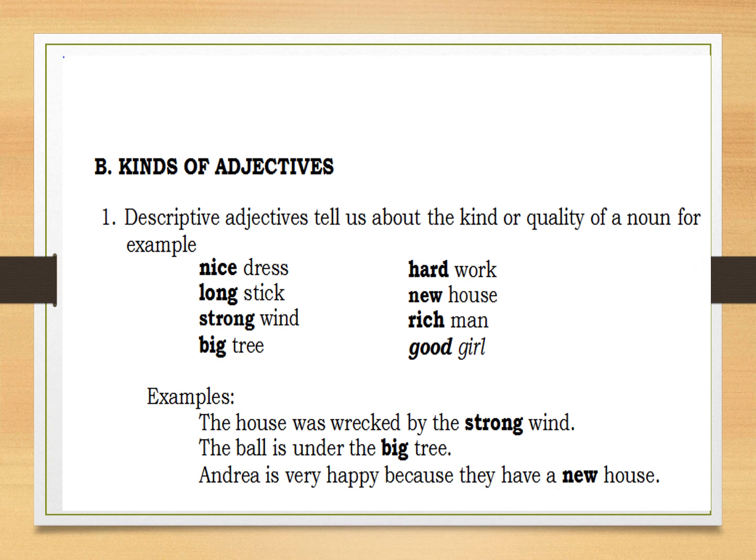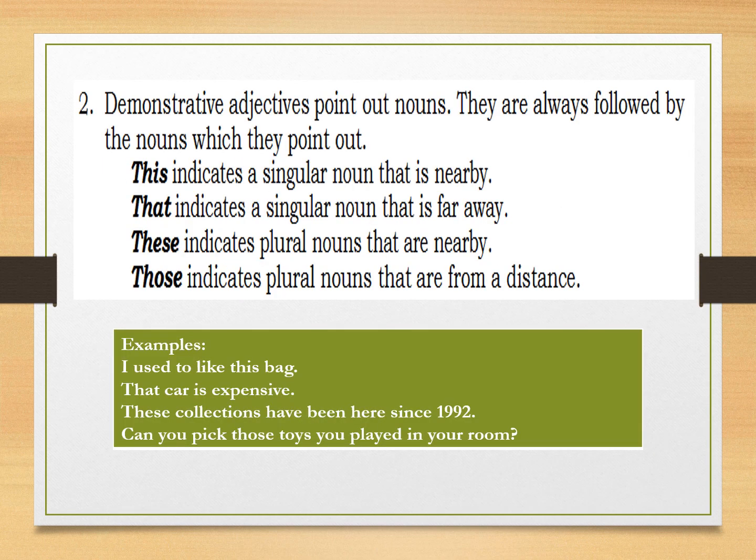Let's proceed to kinds of adjectives. Number 1, descriptive adjectives tell us about the kind or quality of a noun, for example. Number 2, demonstrative adjectives point out nouns. They are always followed by the nouns which they point out. We have here examples: this, that, these, and those.